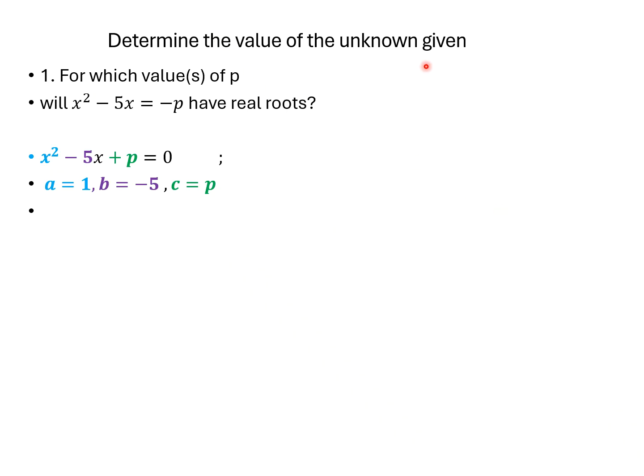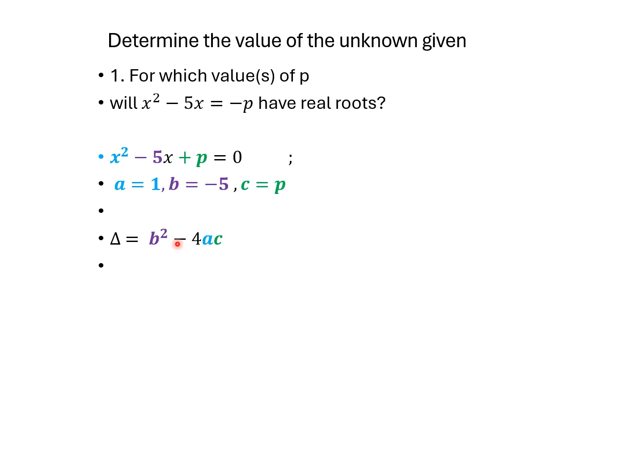Determine the value of the unknown: for which values of p will x squared minus 5x equals negative p have real roots? If I write this in standard form first, I take negative p across, it becomes plus p. So from there I know that a is 1, b is negative 5, and c equals p. Using the discriminant, b squared minus 4ac, that gives me negative 5 squared minus 4 times 1 times p, which is 25 minus 4p.